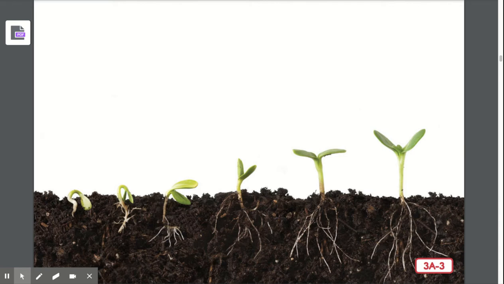The next picture shows the same plant over several days. As the plant grows, you can see thin roots branching off deeper into the soil. The roots absorb the water and nutrients and push them up through the plant's stem, which grows above ground.